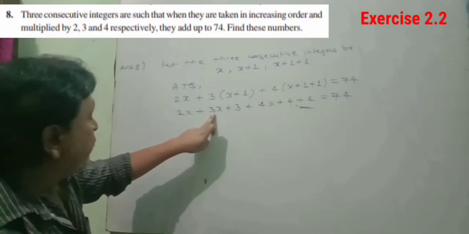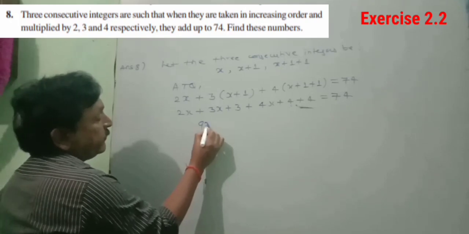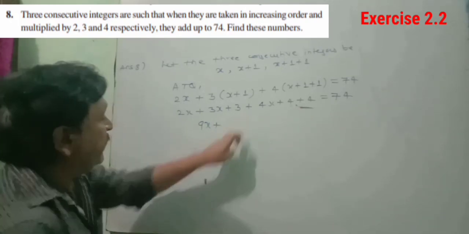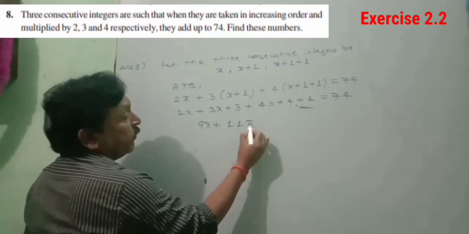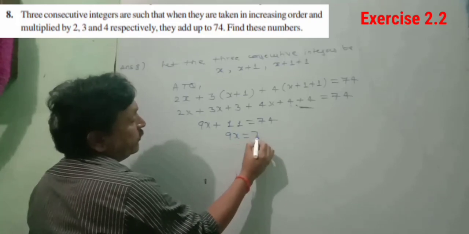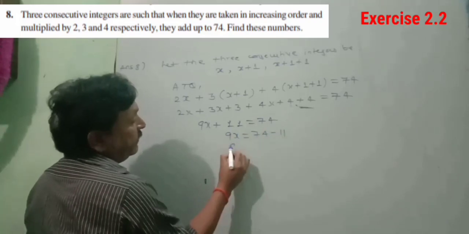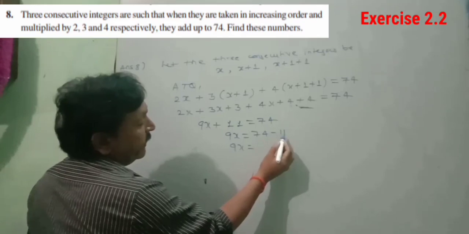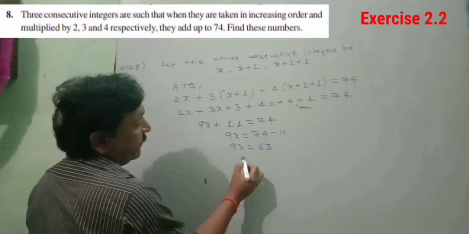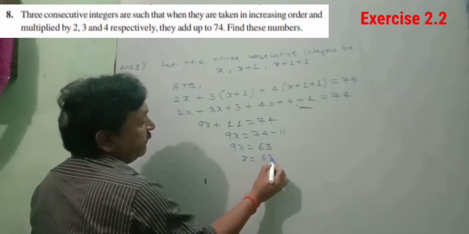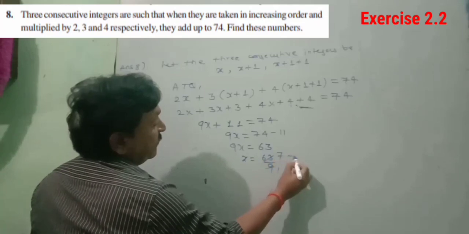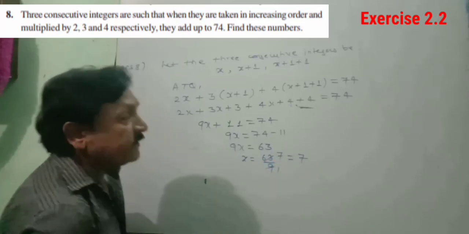4 plus 3 7, 7 plus 2 9x. Add these numbers also, okay. 4 plus 4 8, 8 plus 3 11, and what is there? 74. Now transpose this 11. 9x will be equal to 74 minus 11. 9x will be equal to 4 minus 1, it is 3. 7 minus 1, it is 6. Now this 9 will go in division. How many times? 9 7s are 63. So the value of x is 7.